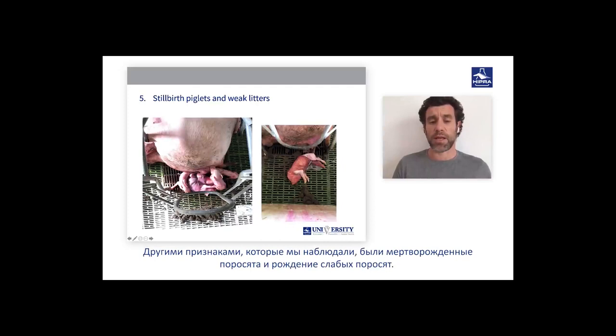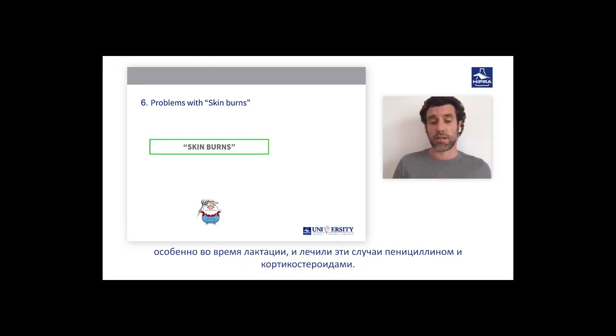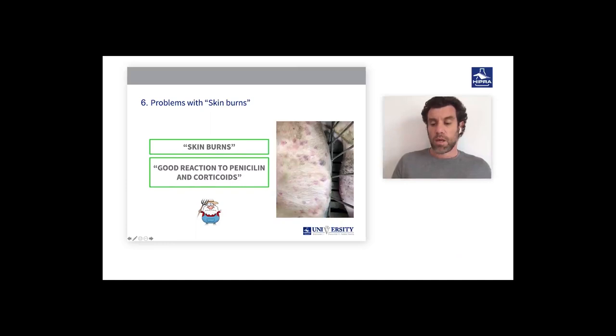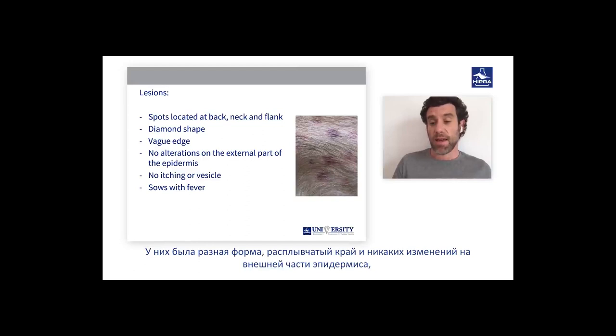Other symptoms that we saw were stillbirths, piglets, and weak litters. And the farmer told us that they are seeing in many cases skin burns, especially during the lactation, and they treat these cases with penicillin with a very good answer, and corticoids, and here we have a picture of the details. As you are seeing in the image, the spots are located at the back, neck, and flank. They had a diamond shape. There is no alteration on the external part of the epidermis, no erosions or vesicles, and in all the cases the sows had fever.